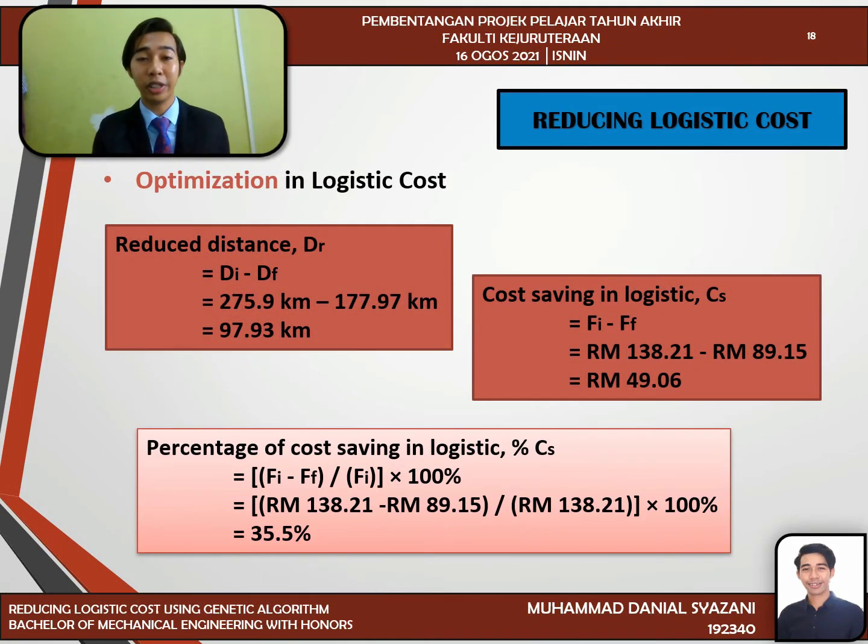Next, the most interesting part is on reducing the logistic costs. The first thing that needs to be done is to calculate the reduced distance. The reduced distance before and after optimization is about 97.93 km. Meanwhile, the cost saving in logistics is about 49 ringgit 16, and the percentage of the cost saving in logistics is about 35.5%. It is such a huge amount of cost saving in logistics that will benefit the company.